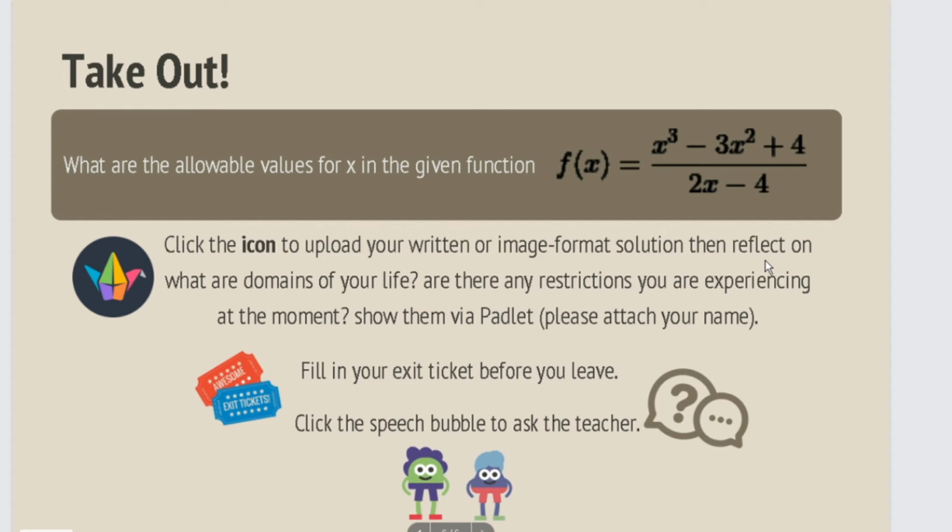Then, I ask them to reflect on what the domains of their life are and whether there are any restrictions they are experiencing at the moment. Show them via Padlet. Please attach your name. And also we have here the exit ticket that serves as the feedback ticket. If they wish to speak with the teacher further, they can click this speech bubble, which has a link for the personal email of the teacher, so they can have an appointment or instant messaging.